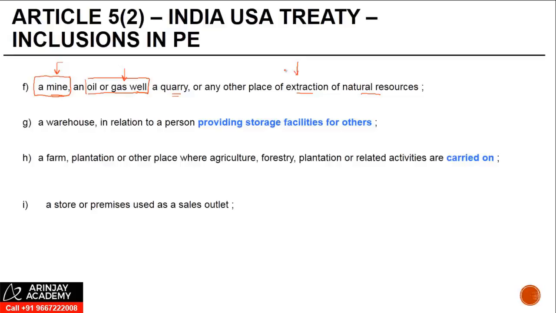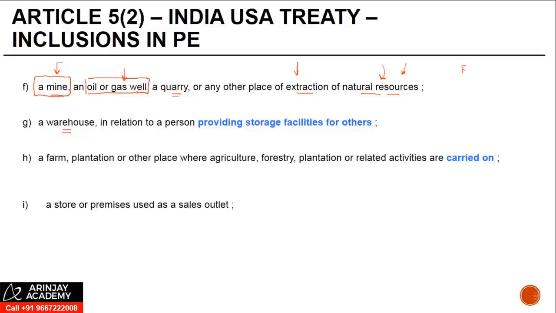When we talk about natural resources, it does not include things which have been created by man. It is something which nature gives on its own. There was a debate in terms of whether a fish would amount to a natural resource or not. It has been held against the company, which said that it will not amount to natural resources. A warehouse, but every warehouse does not constitute a PE.